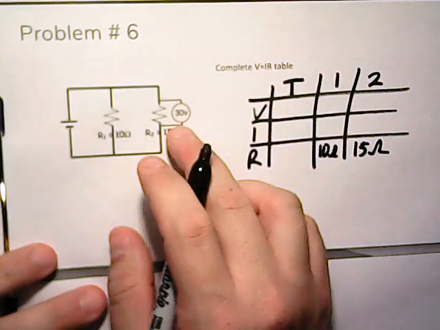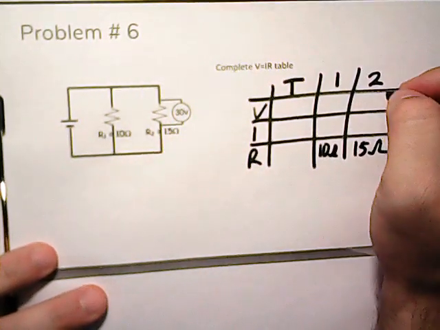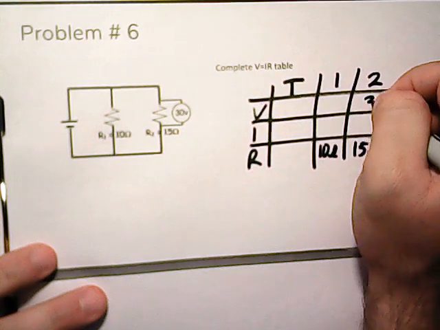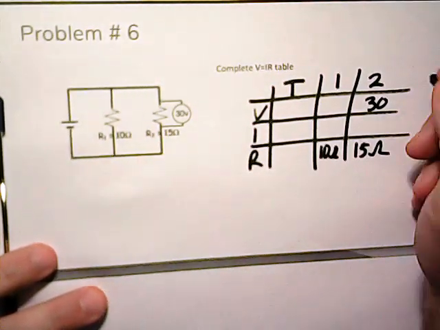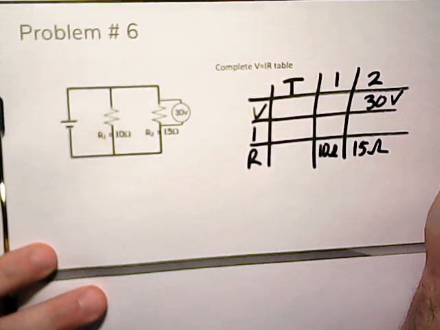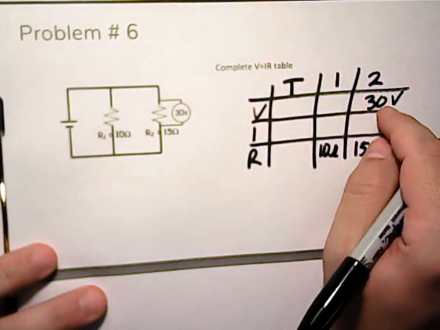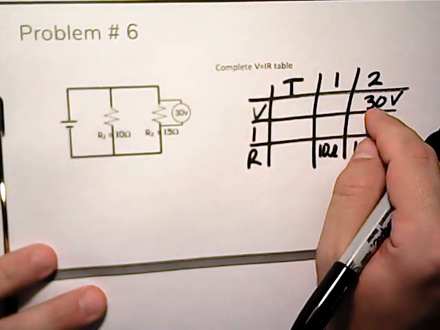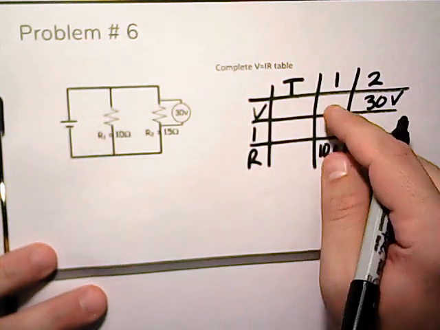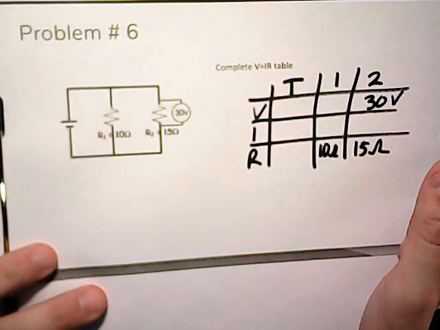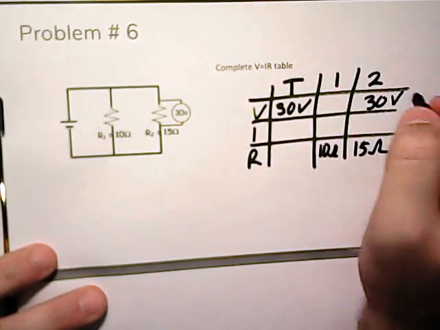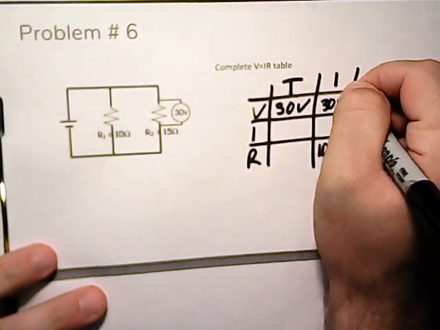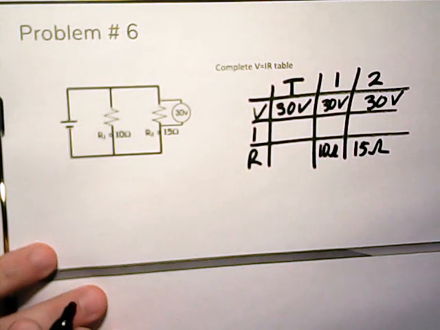We know the voltage here is across the R2, so this is branch 2, 30 volts. So remember, voltage should be the same across the top. So the total voltage, 30 volts, and voltage across 1 should be 30 volts as well.